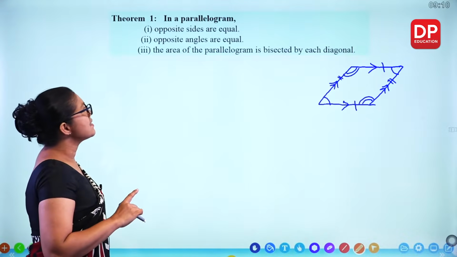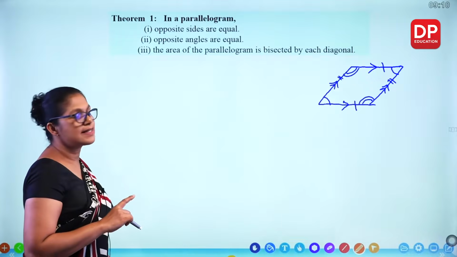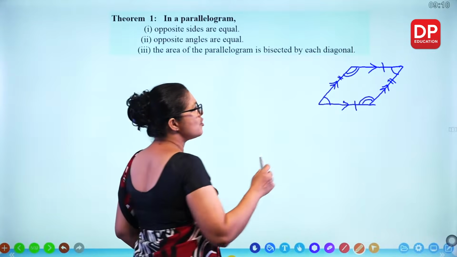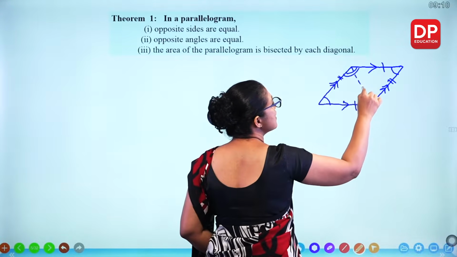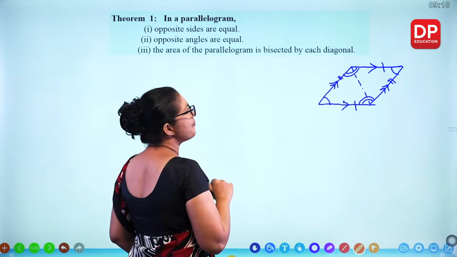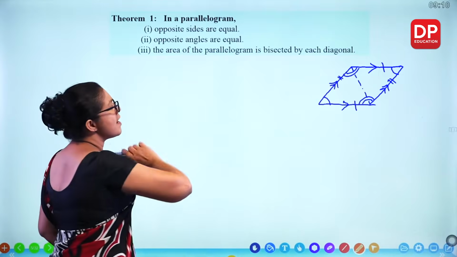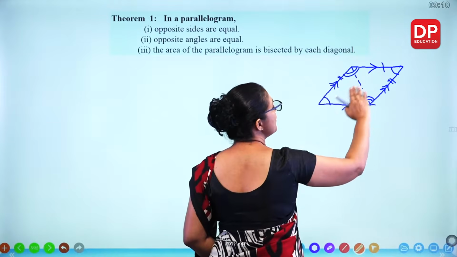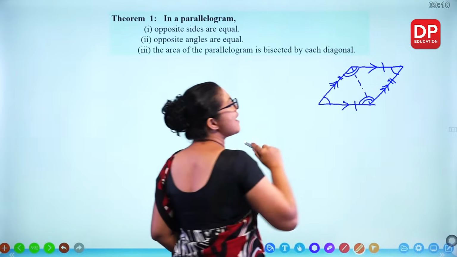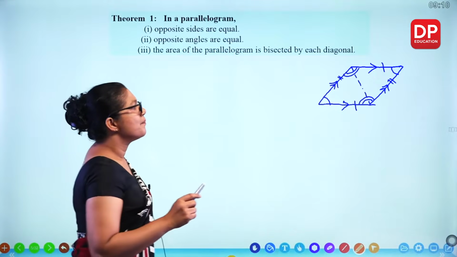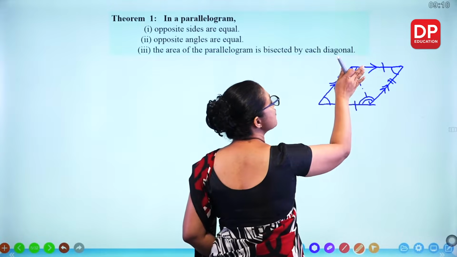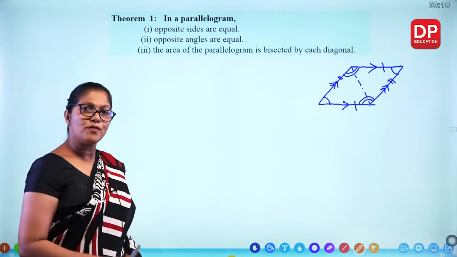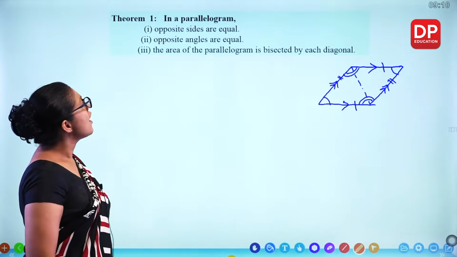And the third one, it says the area of the parallelogram is bisected by each diagonal. So here, what are diagonals? When you connect this line, it's a diagonal. It bisects the area. That means this triangle area is equal to this one. If you take the other diagonal also, the same thing happens. So this triangle area should be equal to the other triangle area. Now we'll try to prove this. All these parts we'll try to prove.